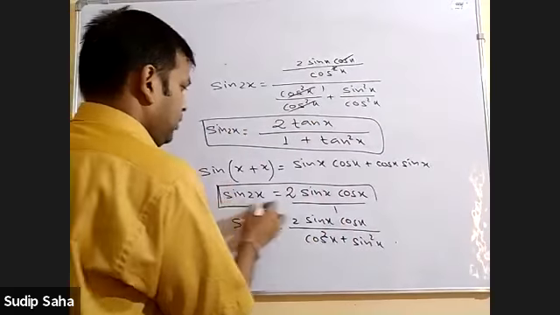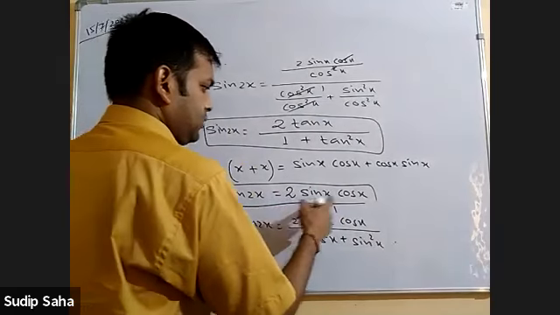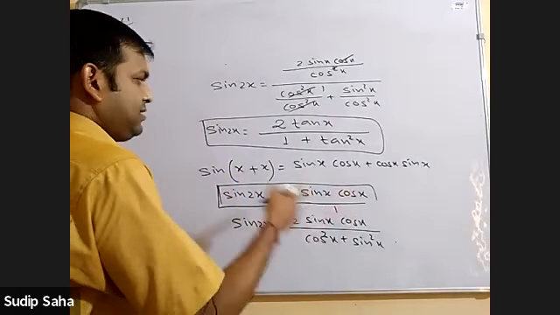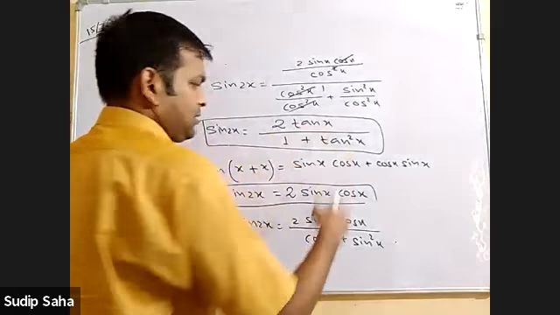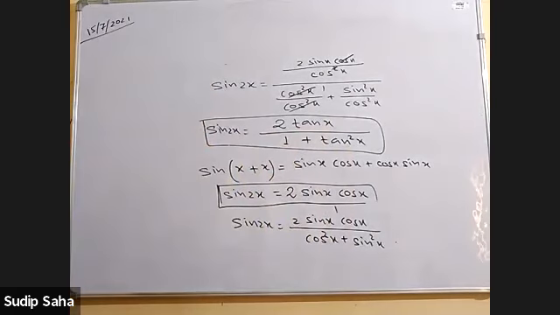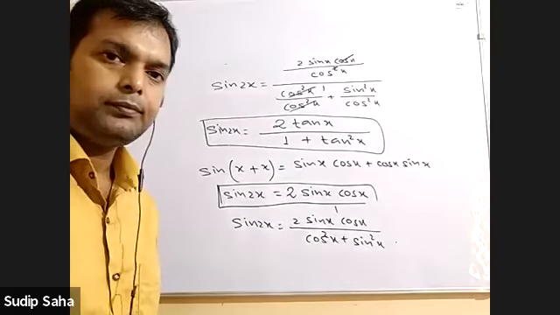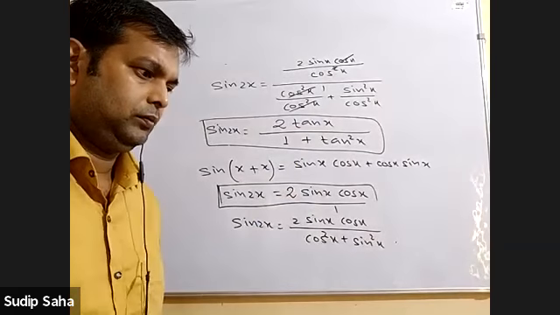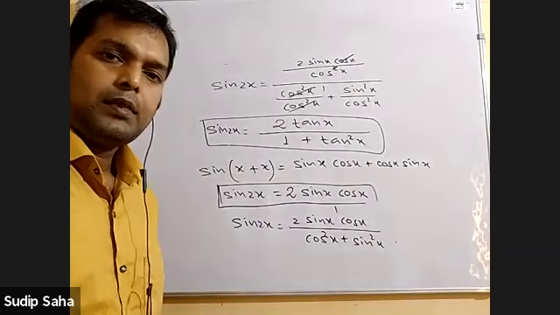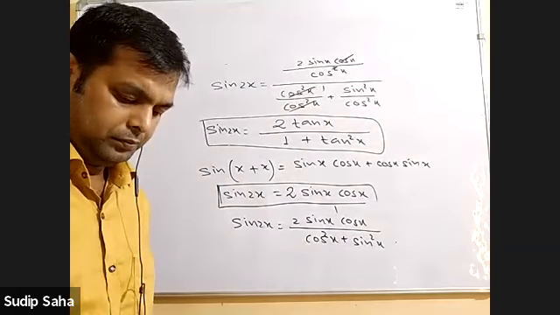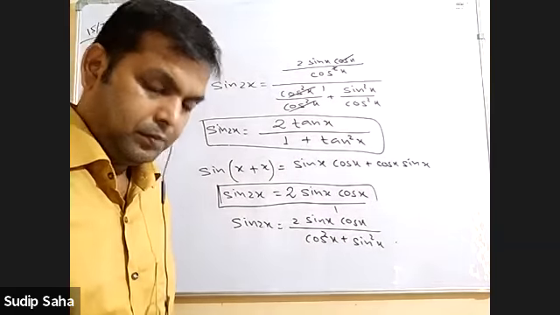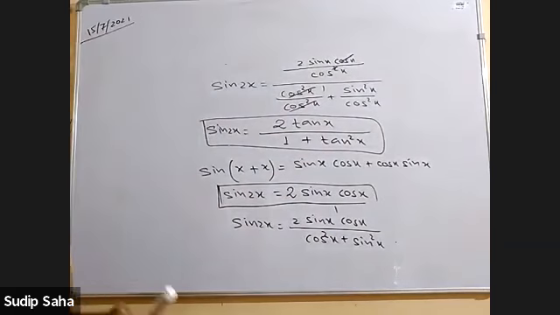So this is the main formula. Sine 2x is 2 sine x cos x, or sometimes we'll write sine 2x is 2 tan x by 1 plus tan square x. Is that okay with you? Everybody understood?